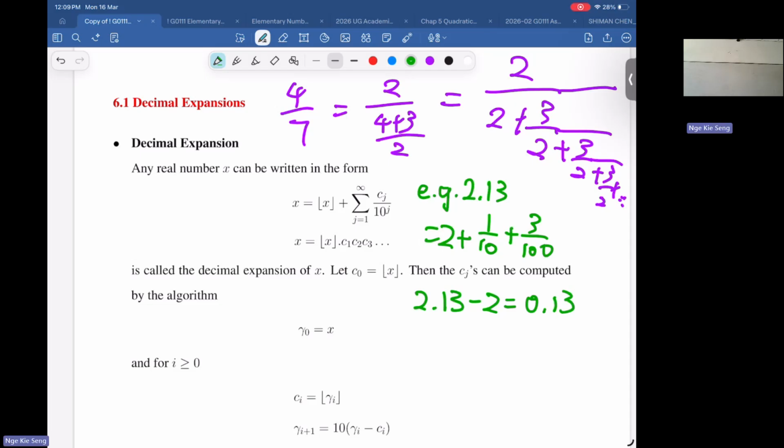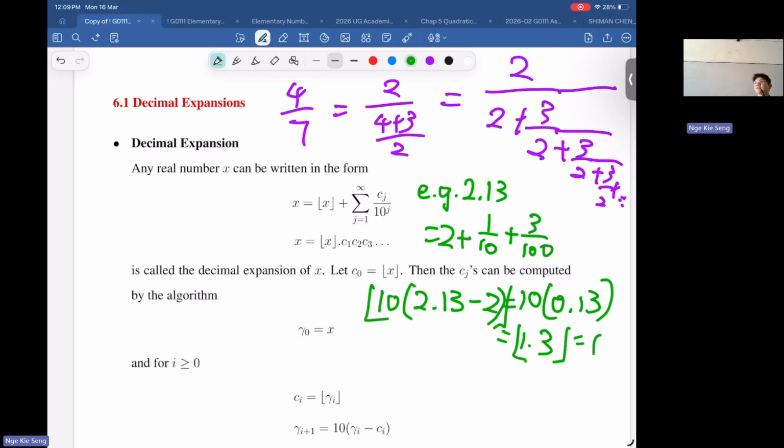You can multiply by 10 on both sides, such that you push the 1 up to the integer place, so that you get 1.3. Then the floor of this is exactly 1. So this is the C1. Can you imagine how to get the next one?